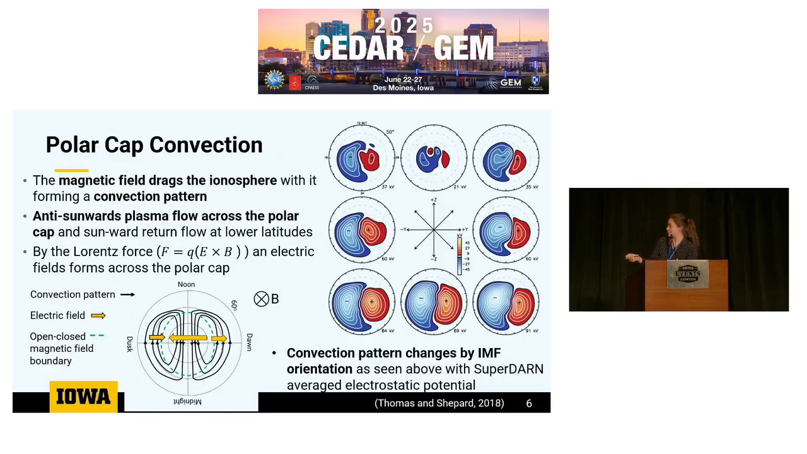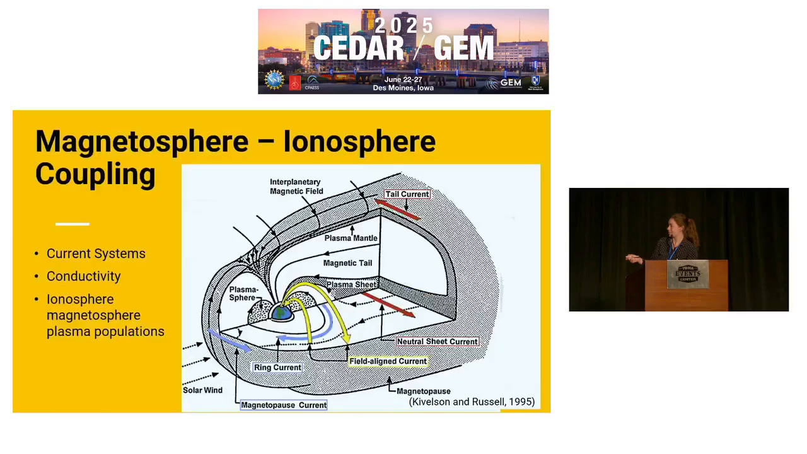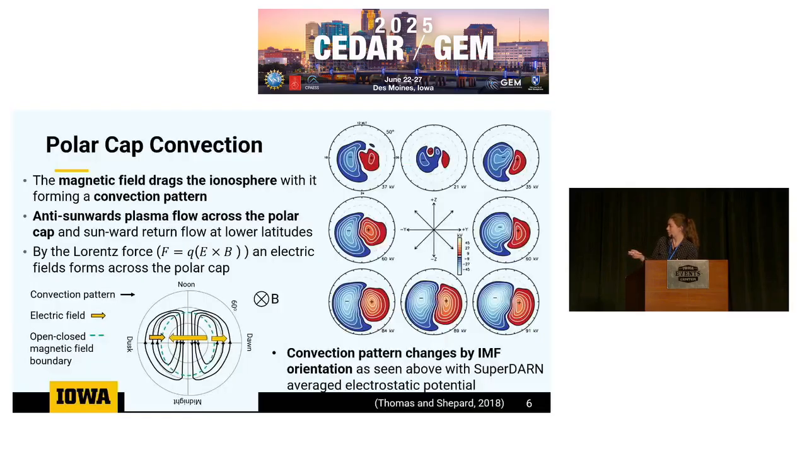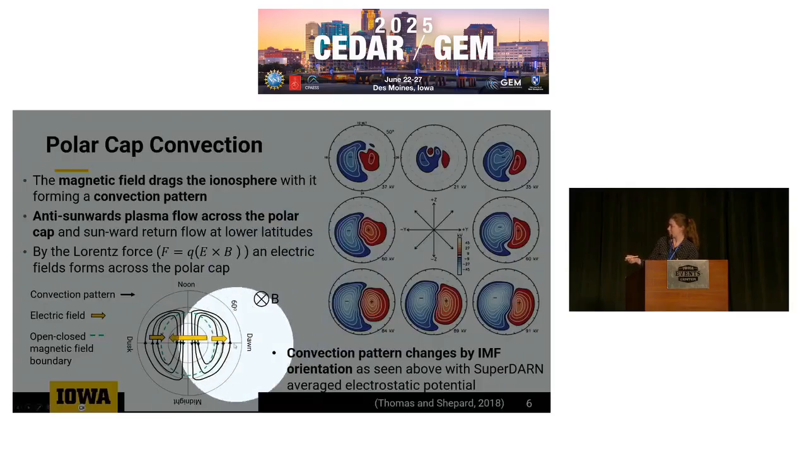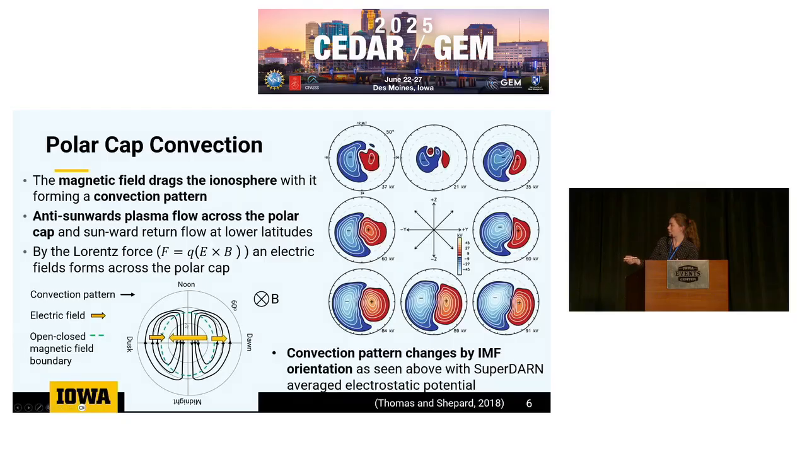One thing to note is the distribution of the equipotential lines that result from the convection. We have an electric field that is generated as a result of the Lorentz force. We have a magnetic field pointing down, and this motion of the plasma, which generates electric fields.